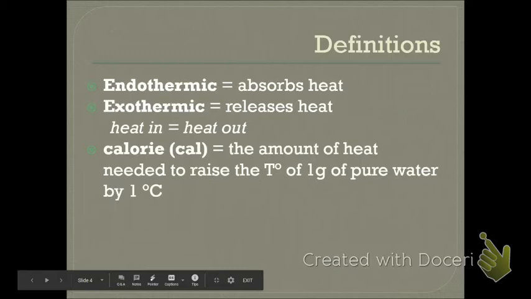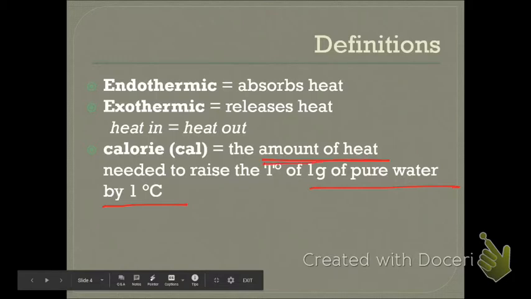So let's talk about a calorie. A calorie is the amount of heat needed to raise the temperature of 1 gram of pure water by 1 degree Celsius. It's the amount of heat necessary. This is what we call a calorie.